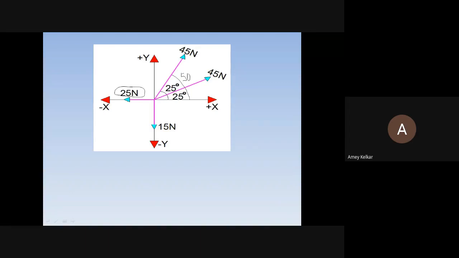Similarly, if we are observing the 15 Newton force, Sahana, are you there? Sahana Koti? Yes, sir. What do you observe in that 15 Newton force, how is it acting?